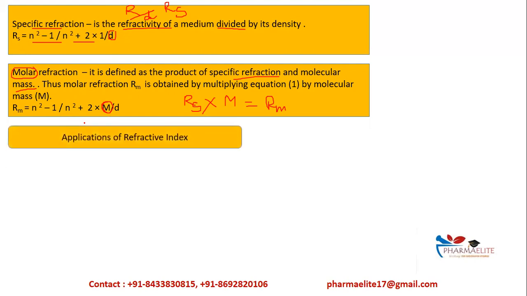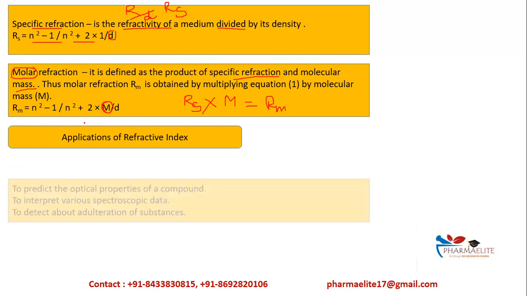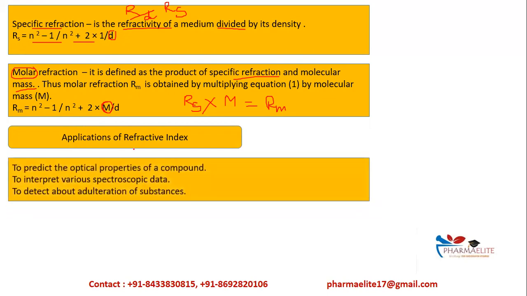अब हम देखते हैं what are the applications of refractive index. Why do you need to know about refractive index? So refractive index is first mainly used to predict optical properties of a compound. That is whether the compound is active or inactive, what are its optical activities, dextrorotatory, levorotatory, and stereochemical aspects are always related to optical properties. Then to interpret various spectroscopic data, that is for HPTLC and all, in that case also refractive index is important, and to detect adulteration of substances.